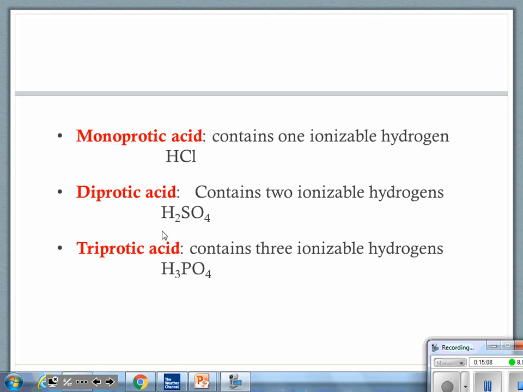What determines that? Look up there. You're right, Ethan. Charge of what? Why do we only have one hydrogen here? Because Cl is 1 minus. Why do we have 2 here? SO4 is 2 minus. Why do we have 3 here? Because PO4 is 3 minus. So that determines whether it's monoprotic, diprotic, or triprotic.